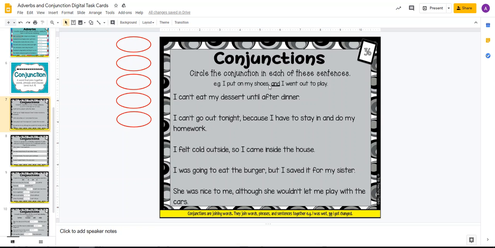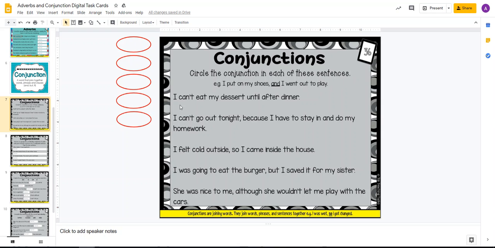Because if I put a period here instead of a comma, I put on my shoes, that's a complete sentence. It's a very simple sentence, but it's a complete sentence. Now, if I put a period at the end here and didn't have and, I went out to play is also a sentence. It's a separate thought. It's a complete sentence. And again, it's a simple sentence. But the conjunction connects the two and makes it a more complicated and more advanced kind of sentence.